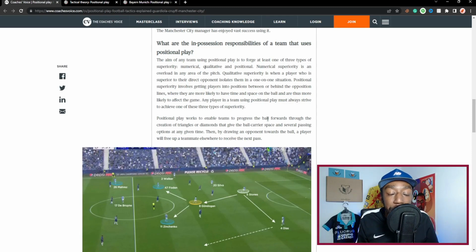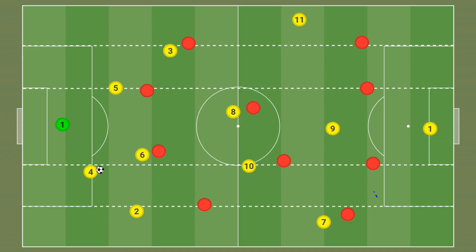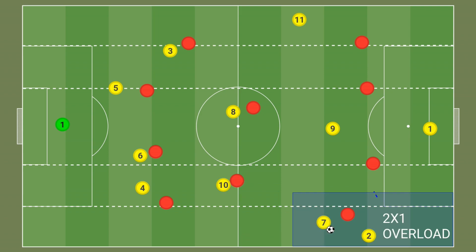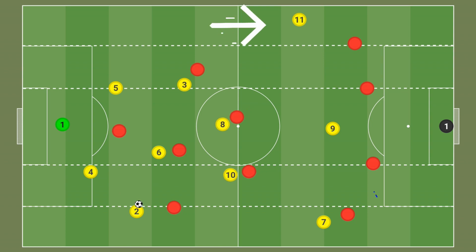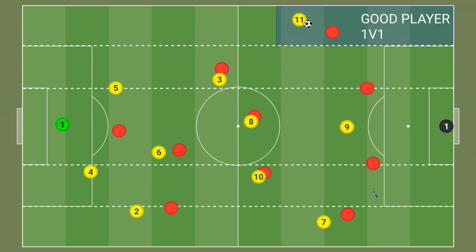The aim of any team using positional play is to at least forge one of 3 types of superiority: numerical, qualitative, and positional. Numerical superiority is an overload in any area of the pitch. So think about creating wide overloads in triangles, creating those 3 versus 2 or those 2 versus 1s in those wider areas. Qualitative superiority is when a player who is superior to their direct opponent isolates them in a 1v1 situation. So again, think about creating an overload on one side of the pitch, but then hitting that long diagonal to the other side where a winger possibly is 1v1 against a fullback, where you are backing your pacey or tricky winger to beat that fullback in a 1v1 situation.